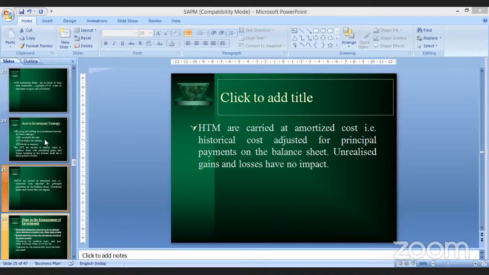Once you are investing, then you have to wait up to the maturity in order to get some good amount of return.